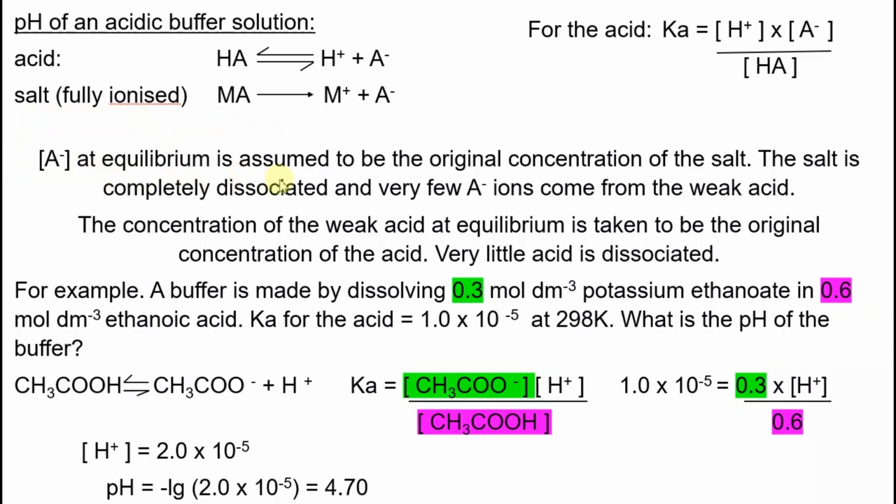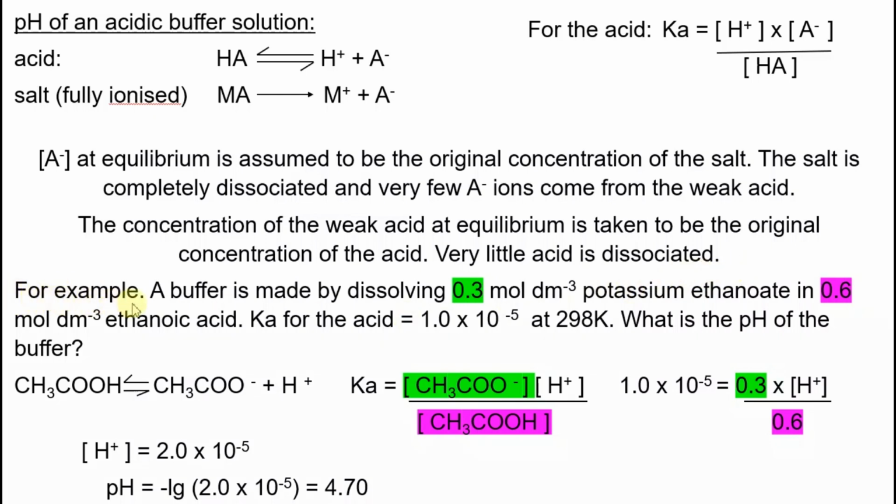Concentration of A- at equilibrium is assumed to be the original concentration of the salt. All of my A- ions are assumed to come from the salt. The salt is completely dissociated and very few A- ions come from the weak acid. Second assumption. Concentration of the weak acid at equilibrium is taken to be the original concentration of the acid. Very little acid is dissociated. It's weak.